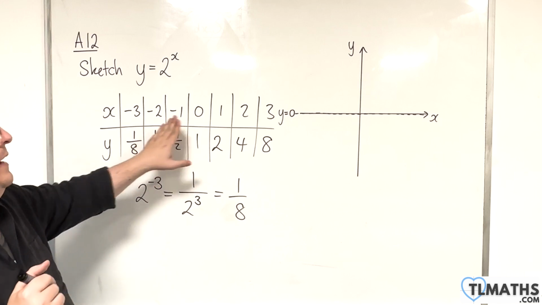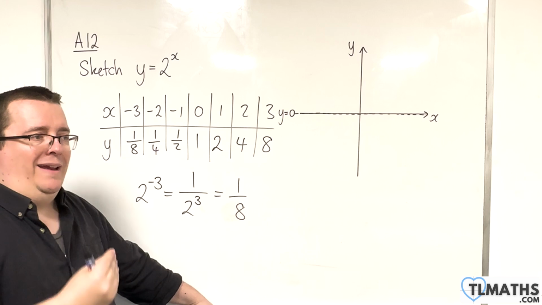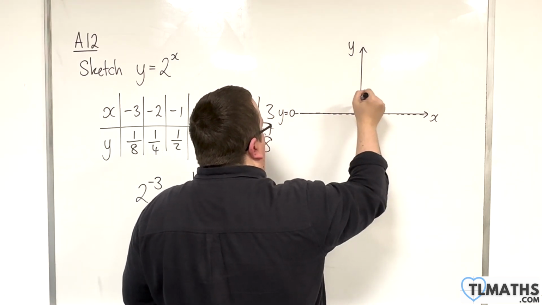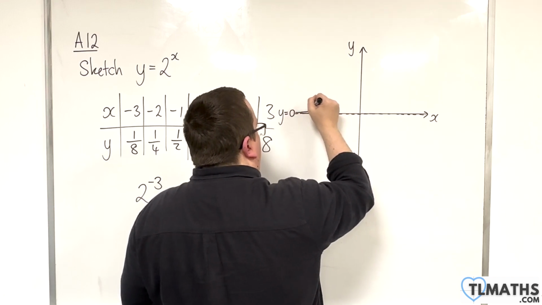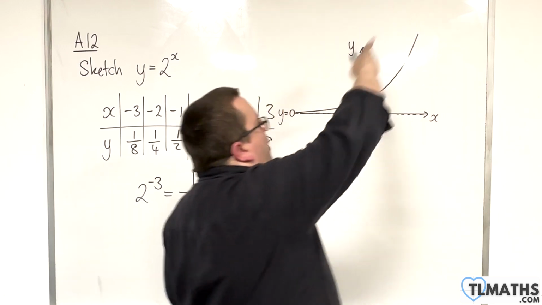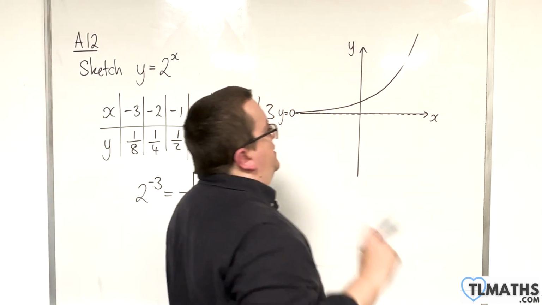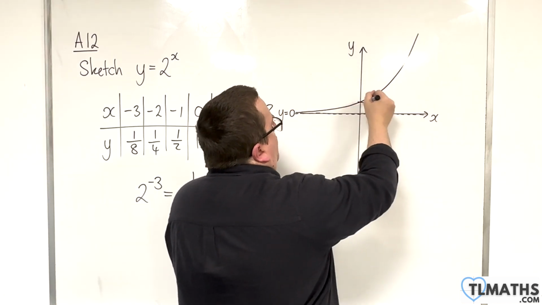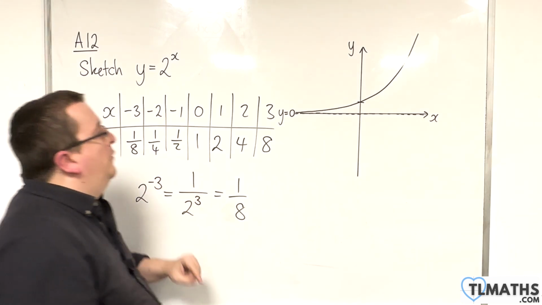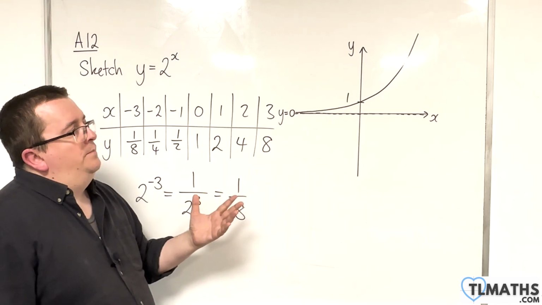Now, as x is increasing, the y values increase very quickly. So, although the curve is tending towards the x-axis from that direction, when it's to the right of the y-axis, it accelerates upwards, okay? And it gets faster and faster and faster. Where it crosses the y-axis is the point I'm interested in, which is when x is 0, which is at 1. And so this is my sketch.